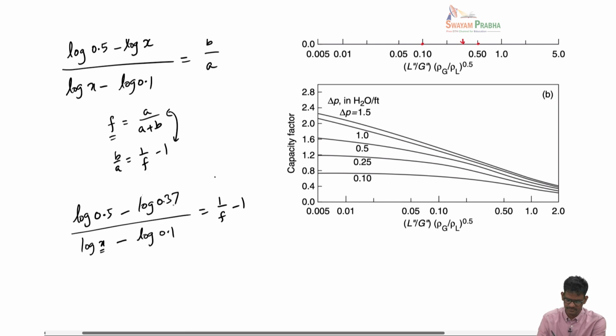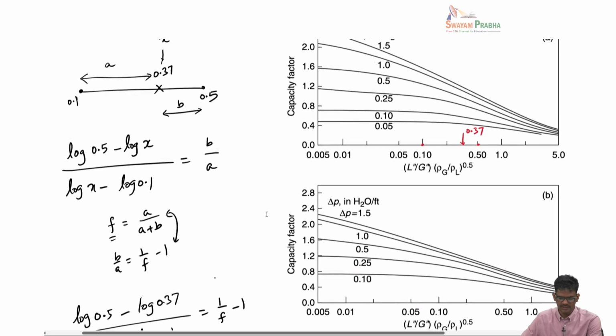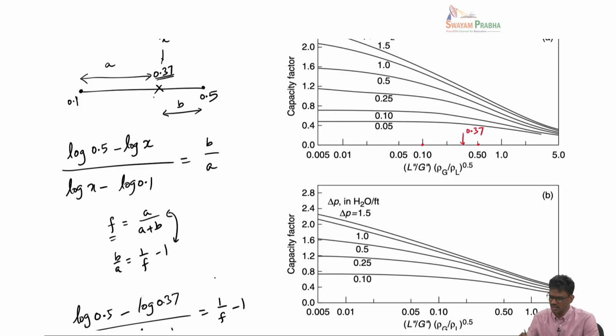Okay, and then substitute for x as 0.37, and if you solve for this, you will get F is equal to something like 0.81. It means that this point 0.37 will lie at a distance of 81% of the total length between 0.1 to 0.5. So what you can do here, you take a linear scale ruler and you measure the distance from 0.1 to 0.5.